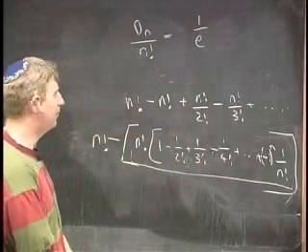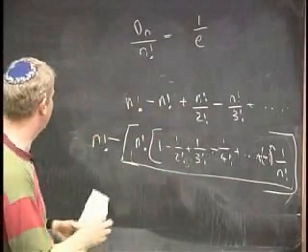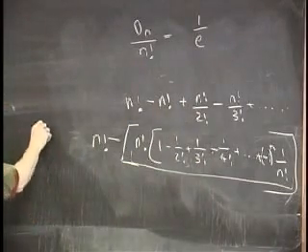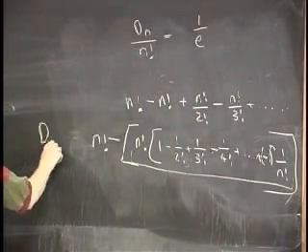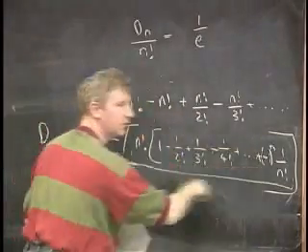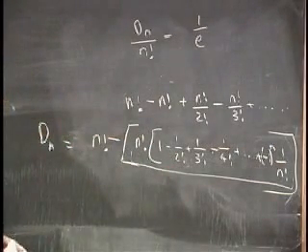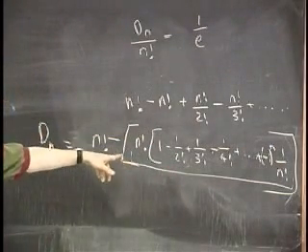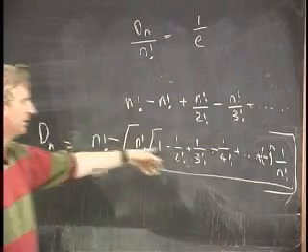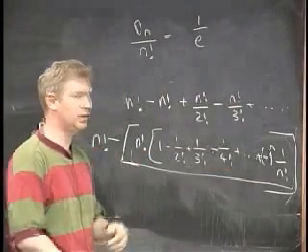The derangements, this is the derangements, everything here. Okay, so if I divide this through by n factorial, I get 1 minus this. It ends up being the same as 1 over e.